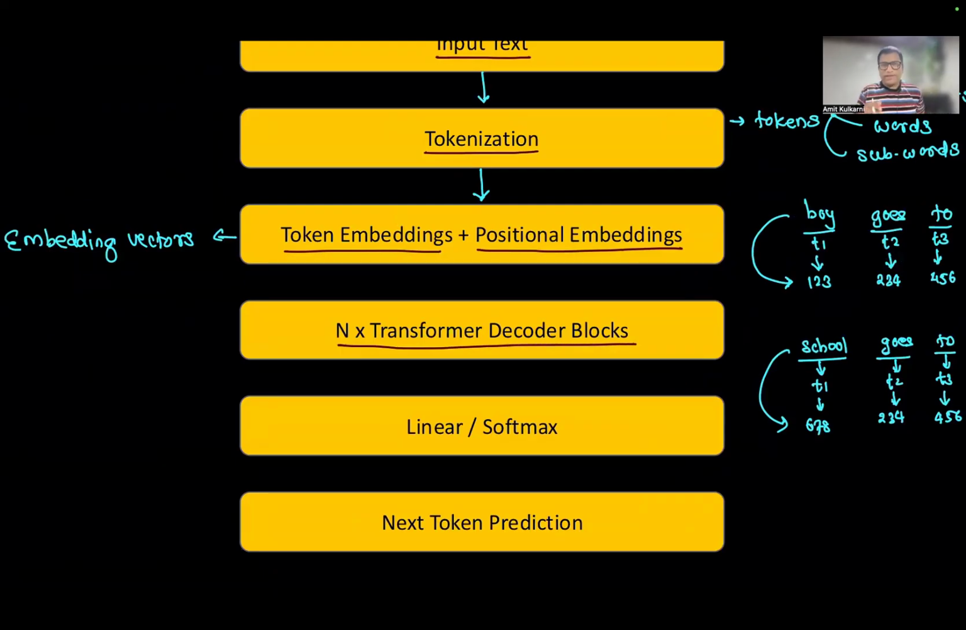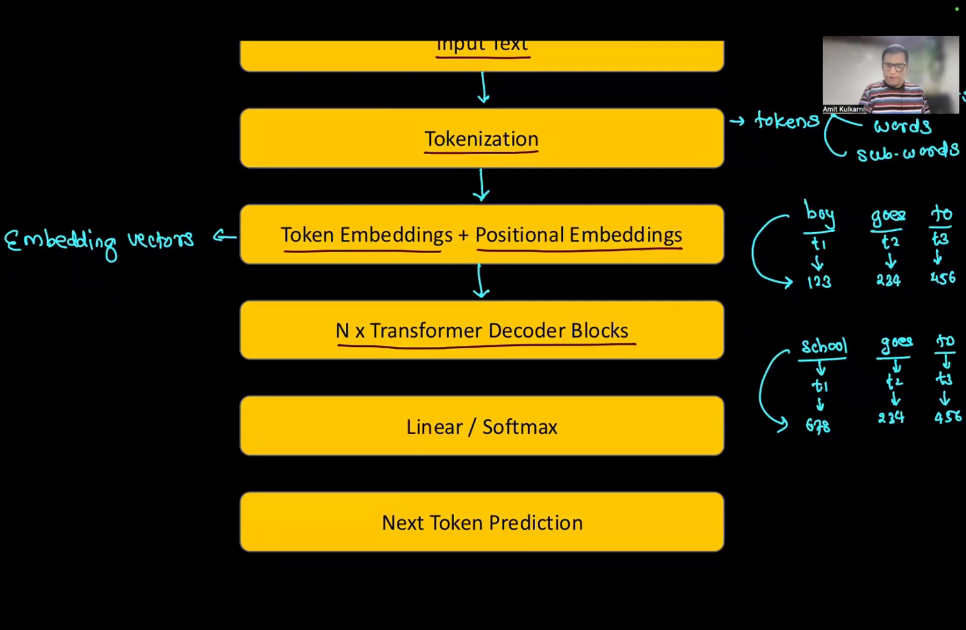Once we have that positional embedding, we'll go for creating transformer decoder blocks. This is a GPT-style LLM, where we are going to have only decoder blocks. If it is BERT-like, we will go for encoder blocks. If it is T5-like, we can go for both encoder and decoder blocks. More on that next week.